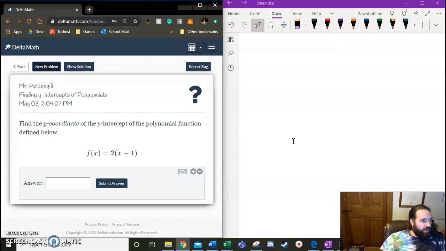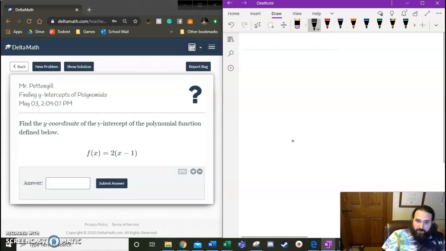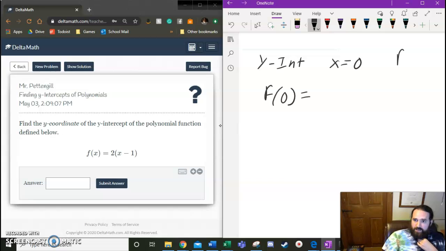We're looking at your next thing, which is finding the y-intercepts of polynomials. Now, as we've said a few times, you need to remember a y-intercept is when x equals 0, or when it's crossing the y-axis. So find the y-coordinate of the y-intercept of the polynomial function defined below. What we're really doing is, when I go, hey, f of x, I want x to equal 0, so I know what the y-intercept is. And remember, guys, the f of x thing is basically the same thing as y.